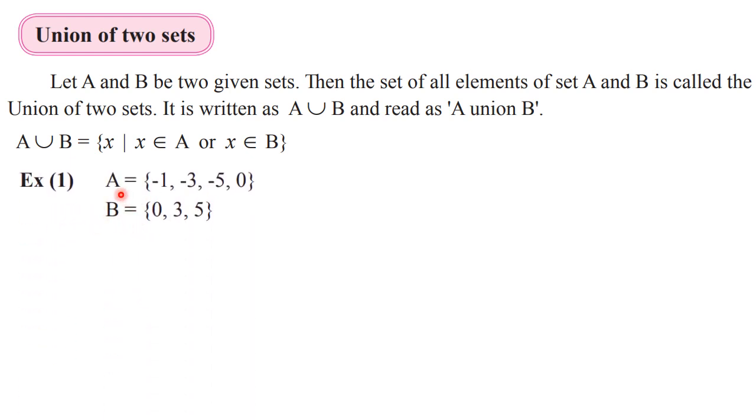Here we have two sets. A is a set having elements -1, -3, -5 and 0. And B is a set having elements 0, 3 and 5. What you can observe here is element 0 is common. And now here if we want to write down set A union B, then first we have to write down all the elements of set A, and afterwards we are going to write down remaining elements from set B.